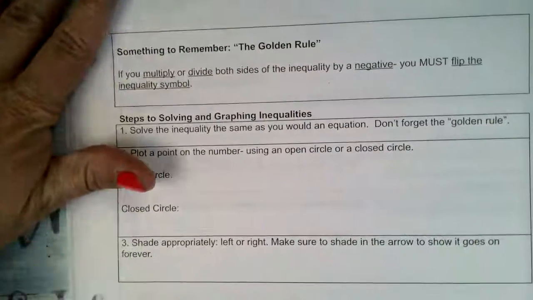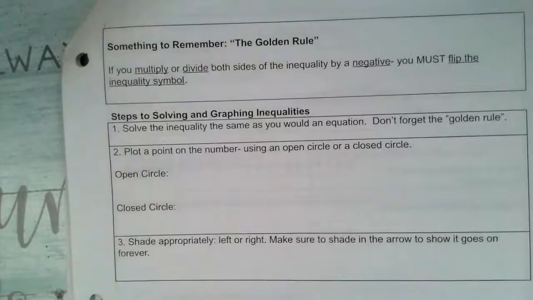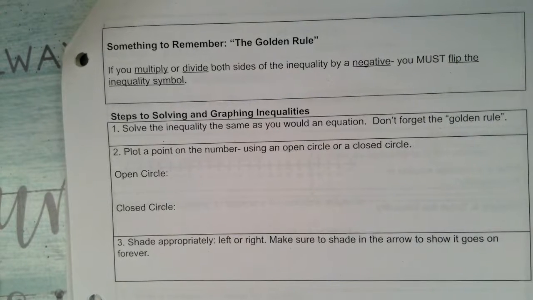So something to remember is what we call the golden rule. Now, if I'm being really hateful and mean to you, if I'm your peer and I'm being really hateful and mean to you, you're going to flip out on me because I'm being rude and hateful. So something to remember is if you multiply or divide both sides of that inequality by a negative number, it's like you're being negative to that inequality, and that inequality is going to flip out. So the sign will flip.